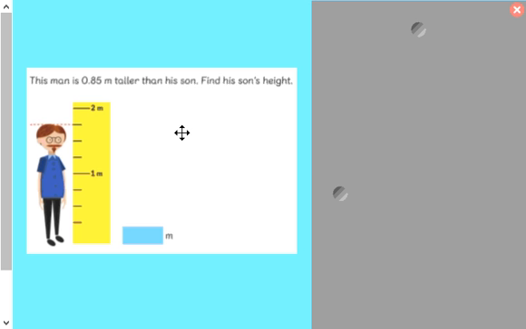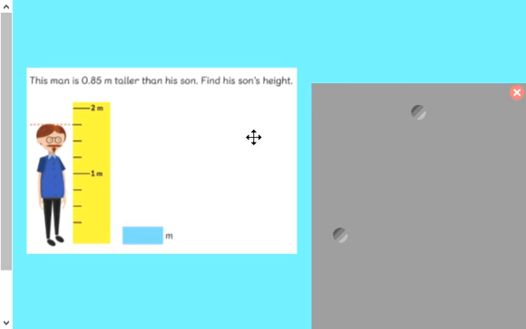Question here, it says the man is 0.85 meters taller than his son. What is his son's height? Well, the first thing I'd need to do to solve this question, of course, is look at how tall the man is. And then I would be able to count back or take away the 0.85 to find his son's height. So just press pause now and have a little think about it, and then let's come back together.